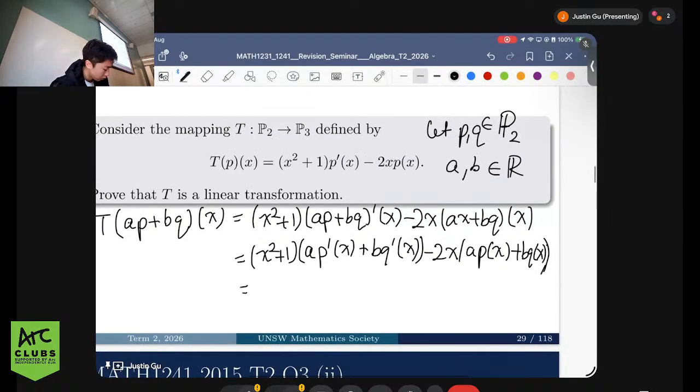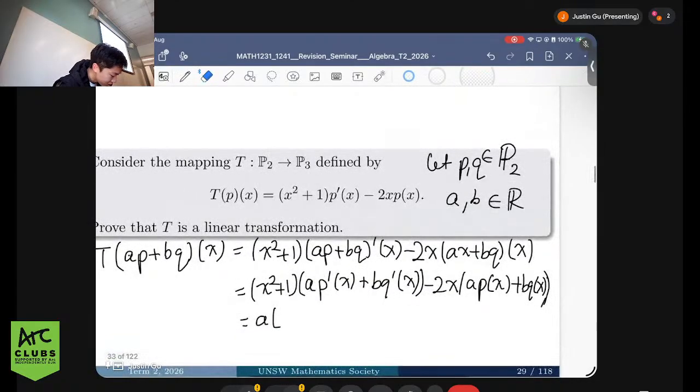And then if we expand out, wait, what? You wrote ax plus bq, so ap plus bq. Oh, okay, aP plus bQ. Thank you for noting that out.